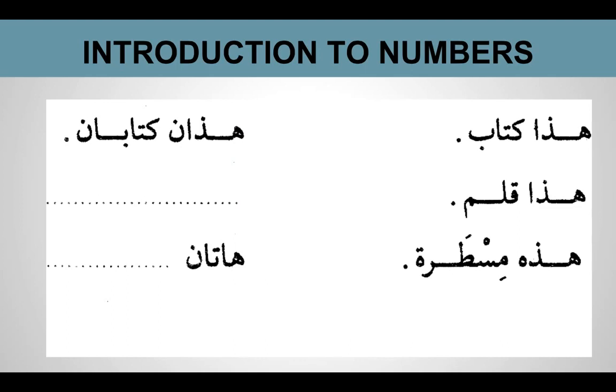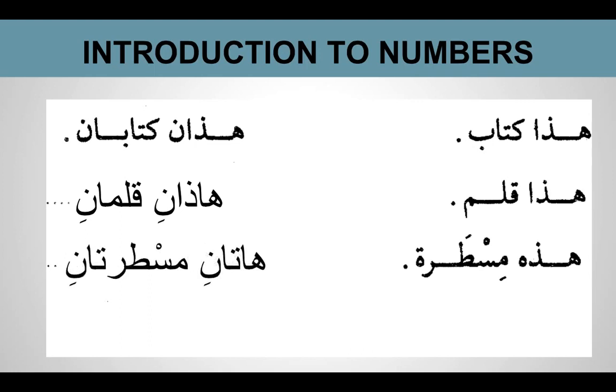You say hada kitabun. So how do you say it for duals? You say hadani kitabani. So you have hada qalamun, and hadani qalamani. So hadihi becomes hatani. So hadihi mistaratun. So it's a ruler. Hadihi mistaratun, hatani mistaratani.